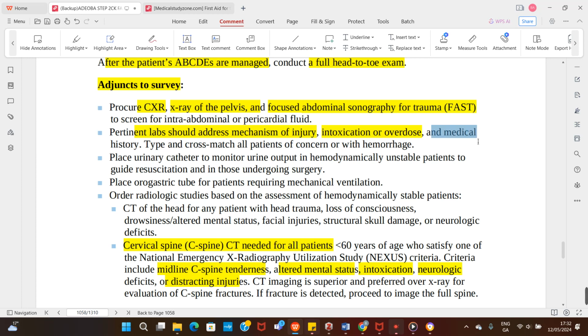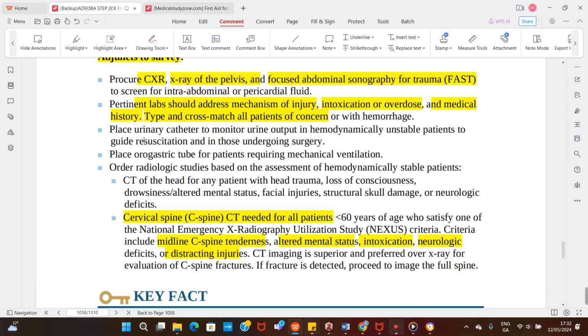And of course, that is the time to also start taking the history of the patient. So if it's trauma, severe bleeding, you want to type and group crossmatch, all the patients of concern. You want to ensure that you have the blood ready to transfuse them when it's necessary. You also need to put in a urinary catheter, so as you are transfusing blood, you are giving fluid.